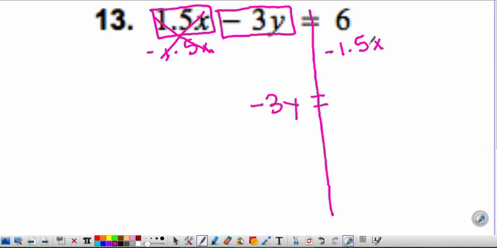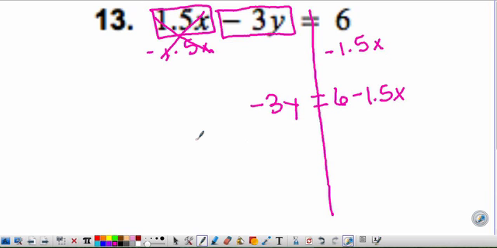Are these like terms? No. Why not? Because it's a variable and you're subtracting that from just a regular number. Good. We got a constant and a variable term. We can't put those together. 6 minus 1.5x.